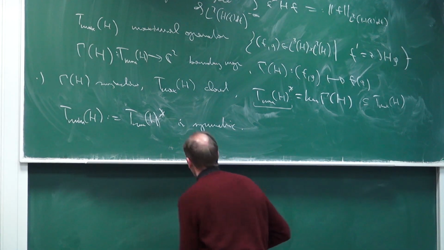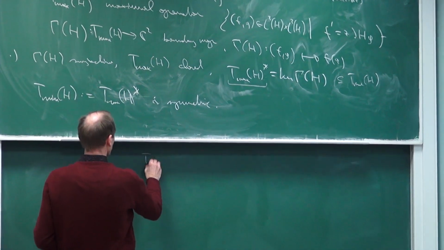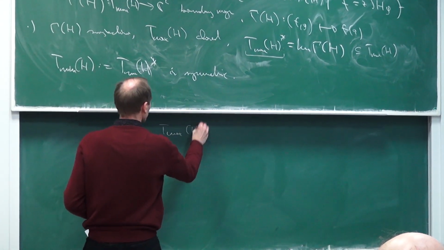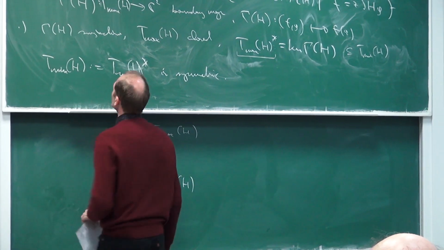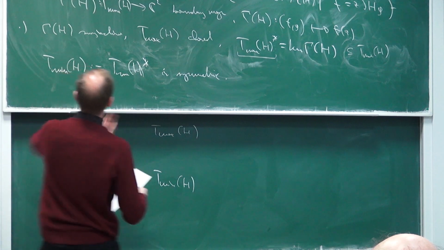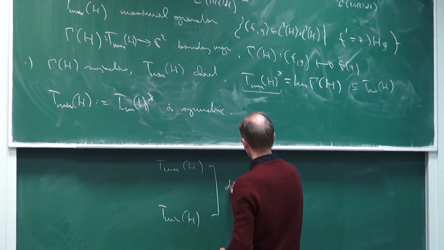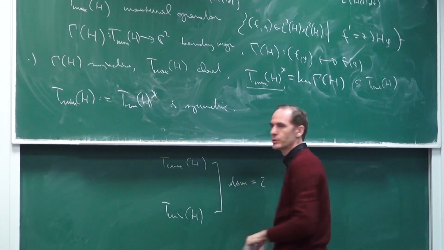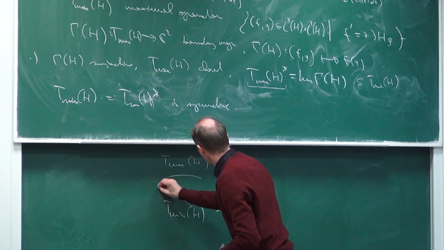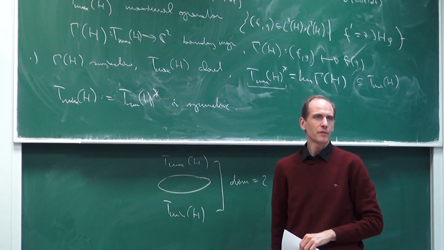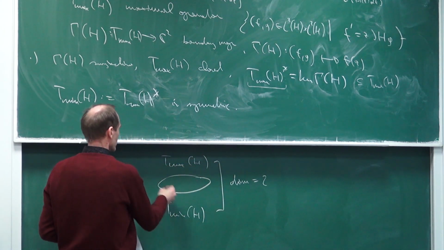Okay, so in any case, the situation that you meet is the following. You have the maximal operator here, you have the minimal operator, which is smaller, and thinking of the nature of our boundary map, it doesn't surprise much that the gap that you have is two-dimensional. And now in the middle, you have a one parameter family of self-adjoint operators, which are in between.